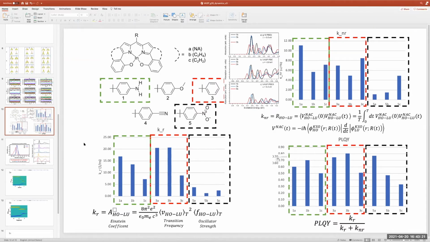Yeah, and I believe that the gap law has a power of 2. But the interesting thing, if you look at 3A, it's about 75% for the PL quantum yield, and the experimental paper for that compound says it's 76%. Which is a very good indicator that the method is working.